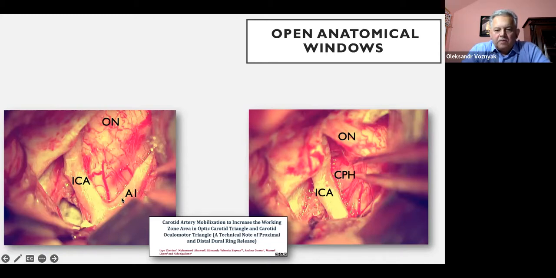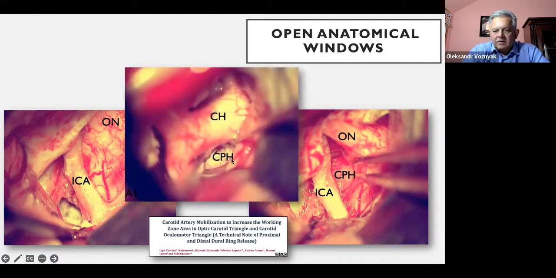Much better to create the window. This is an example of surgery of not a meningioma but a craniopharyngioma. When we come, you can see how small the triangle was. After drilling of the clinoid and unroofing of the optic canal, we obtained very good space for our surgery, practically without any retraction of the nerve and the artery.